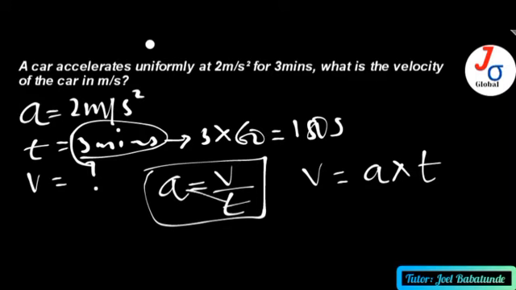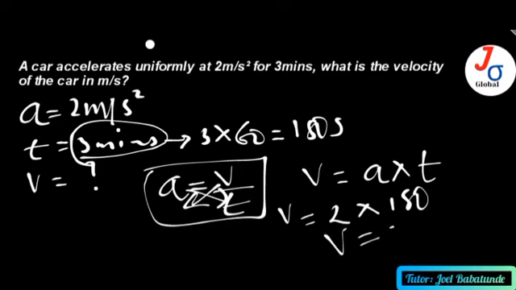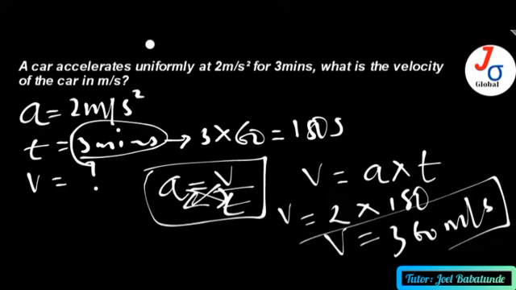Cross multiply. V now becomes A times T. What's our A? Our A is 2 meters per second squared, multiplied by T. Our T is 180 seconds. And so V now becomes 360 meters per second. So that's our velocity.